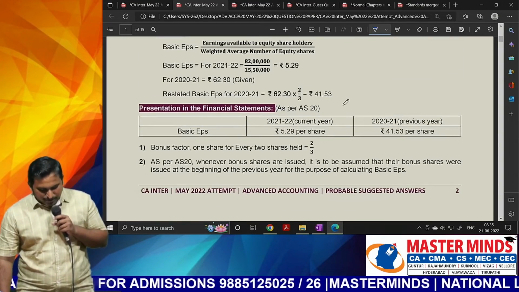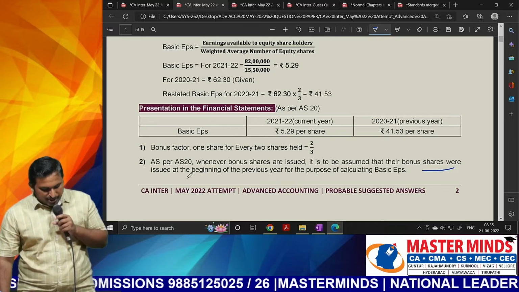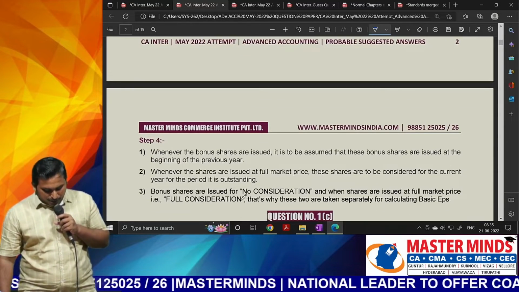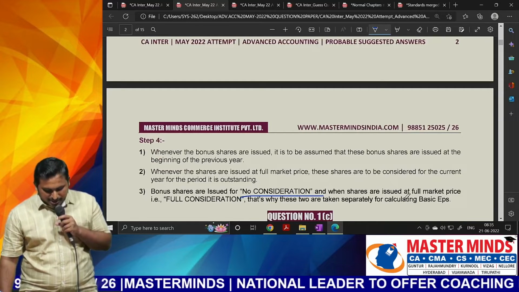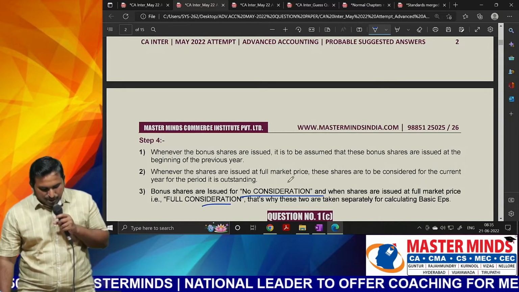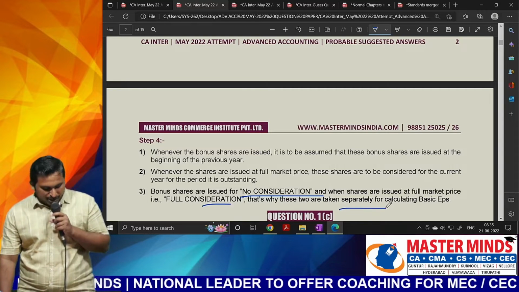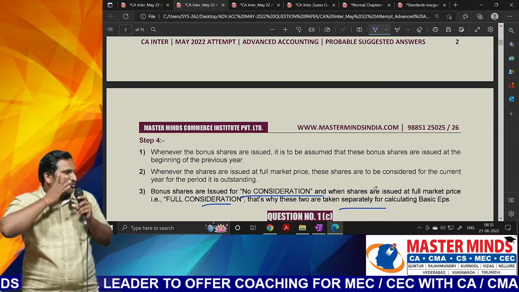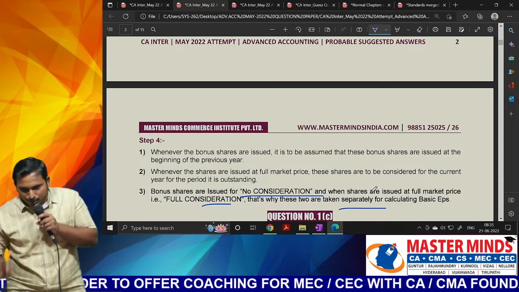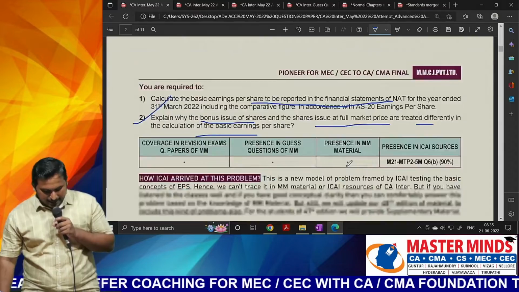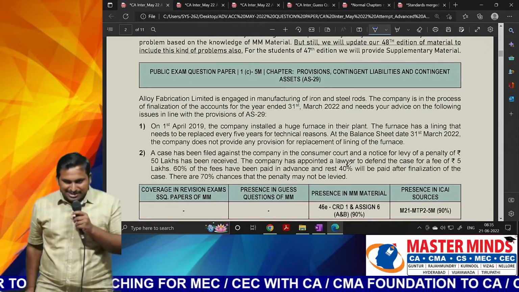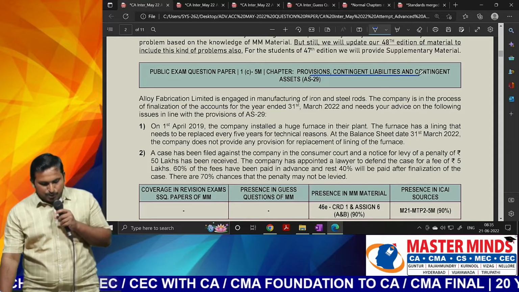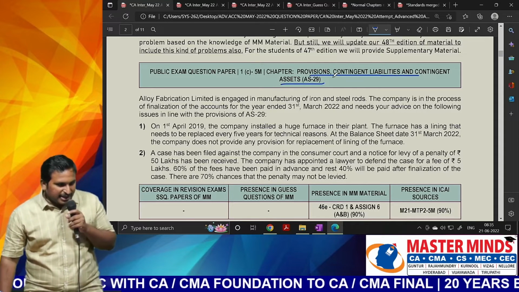Just you will give some explanation that bonus shares were assumed to be there right from the beginning of previous period. So like that you have to give, bonus shares are for no consideration, whereas this is for full consideration. That's why we do take, because resources doesn't change, no change in resources, thereby it is assumed to be there from the last year. They require some conceptual answer. So hope it is clear. Next, let me go to question number C, sir. So it is based on AS29. AS29 provisions, contingent liabilities and contingent assets.